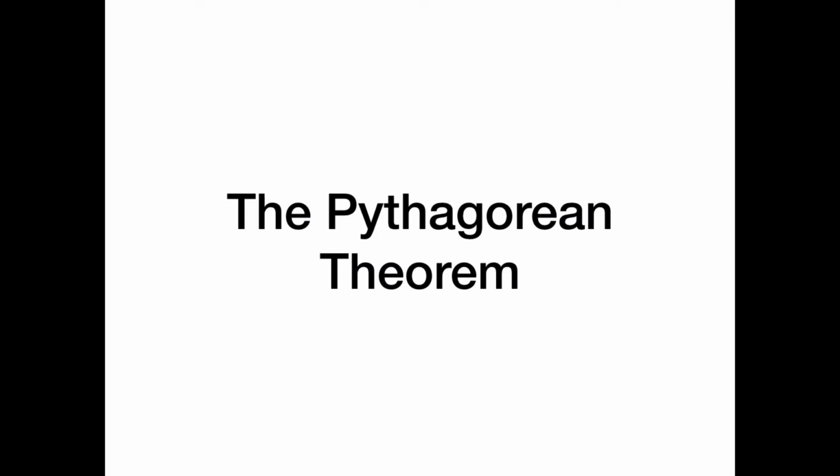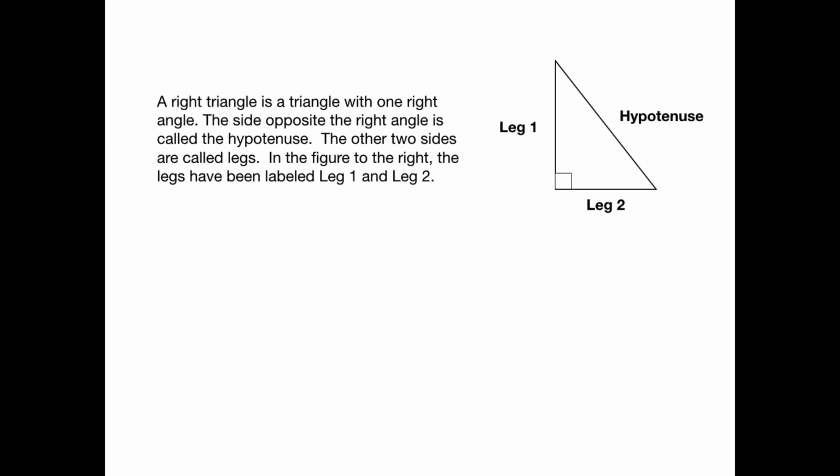This week's lesson will be a review of the Pythagorean theorem. Now recall that a right triangle is a triangle with one right angle. The side opposite the right angle is called the hypotenuse. The other two sides are called legs. In the figure to the right, the legs have been labeled leg 1 and leg 2.